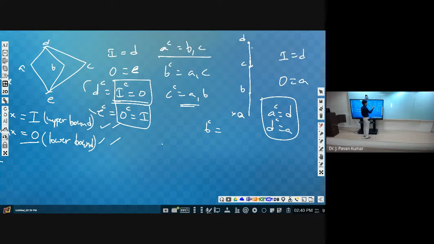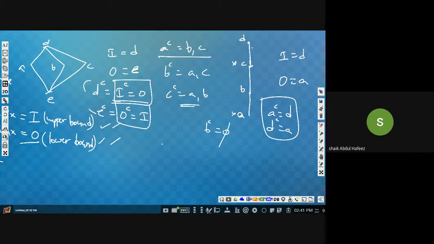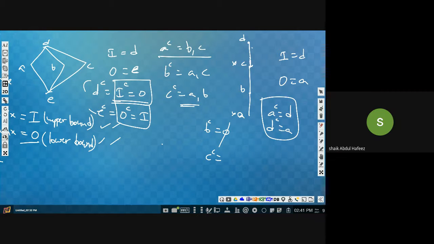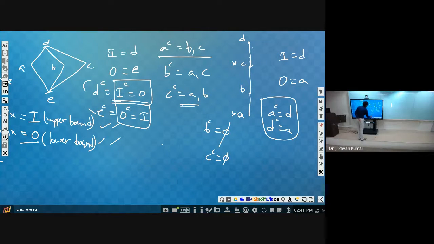Next, consider C. B meet C is B, B join C is C. So B complement is not C as well. Next, consider D. B meet D is B only. B join D is D. So it is not satisfying one of the properties. So B complement is empty, yes or no? Yes, sir. Similarly, what is C complement? C complement is also empty.